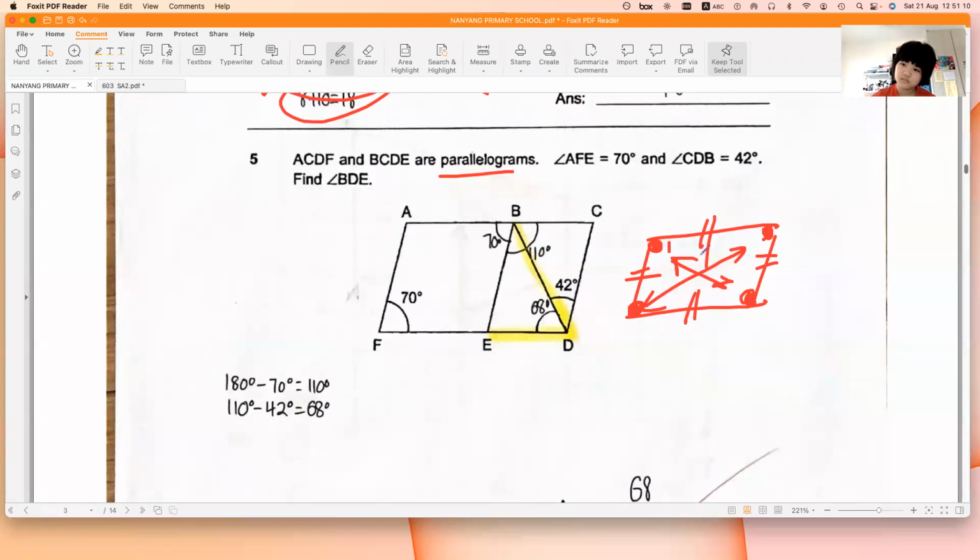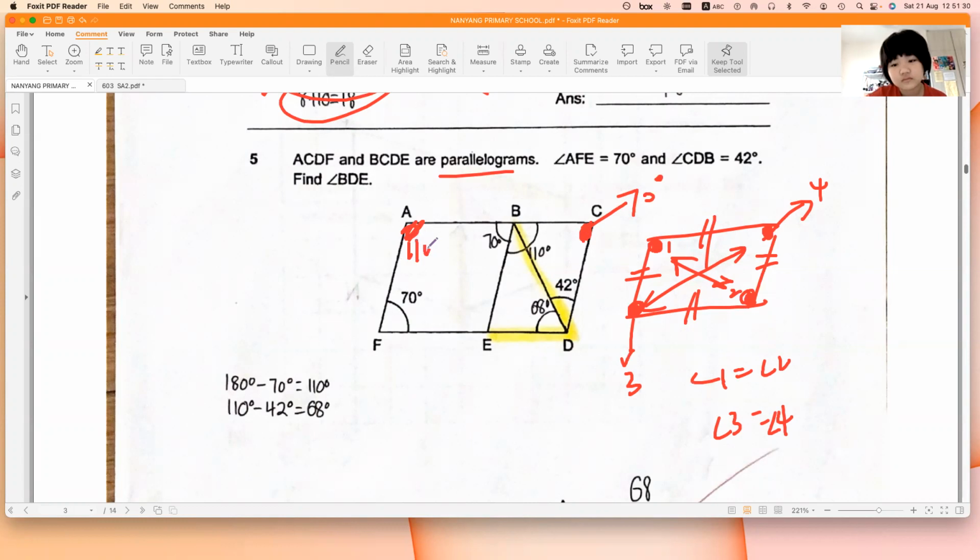Okay, so if this is angle 1, this is angle 2, so angle 1 equals angle 2. If this is 3, and this is 4, so angle 3 equals angle 4. That's what I say. Opposite angles are the same. So basically, you can actually quickly say this is 70 already. And then of course, because the internal angles is 110, this is also 110. Okay, just to share with you. Okay, next.